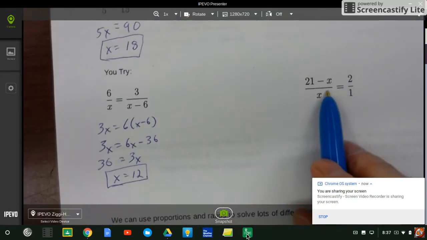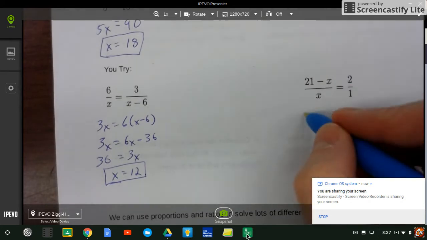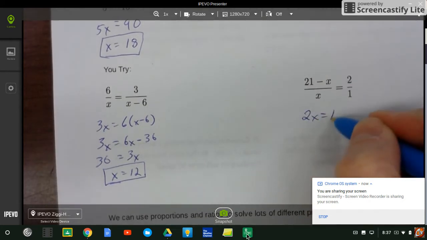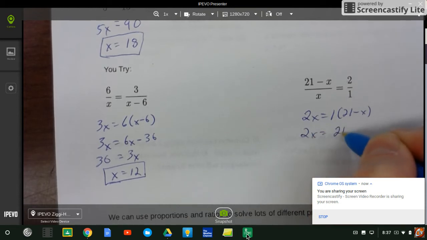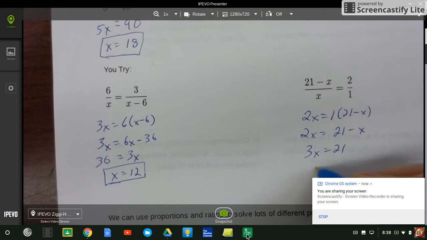And same thing over here. We just cross multiply. 2 times x is 2x. 1 times this 21 minus x. But I didn't even really need to write the 1, did I? So I'll add x to both sides. So x equals 7. Okay?